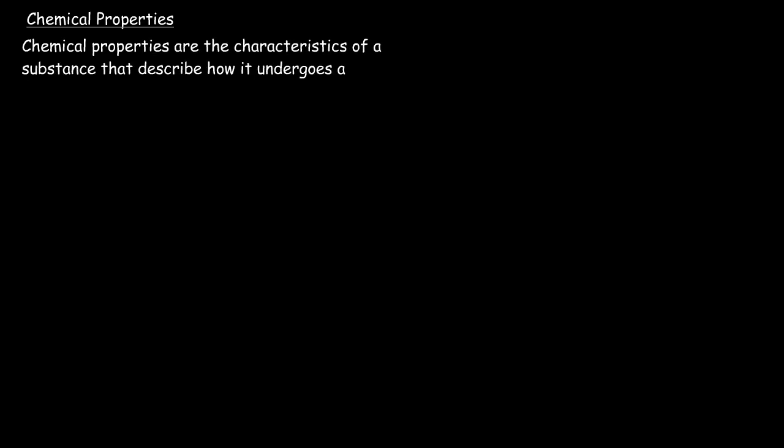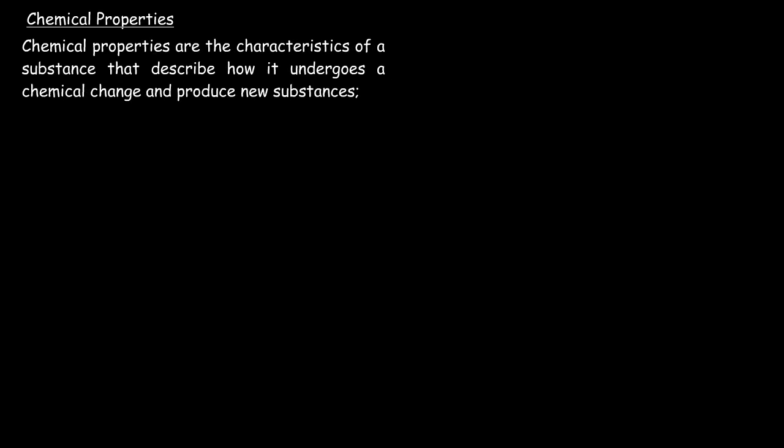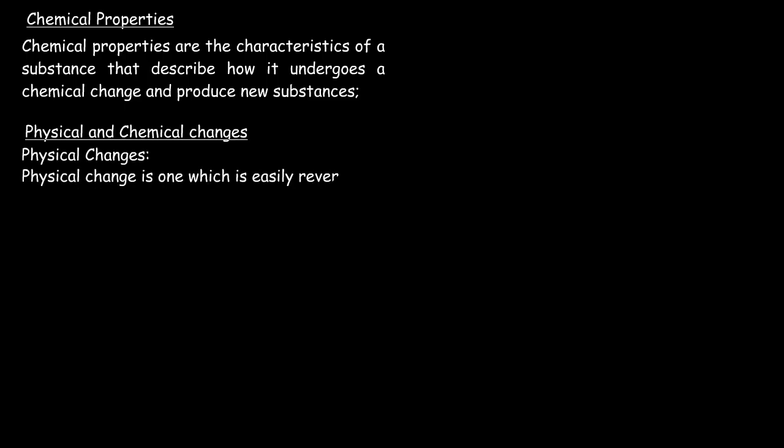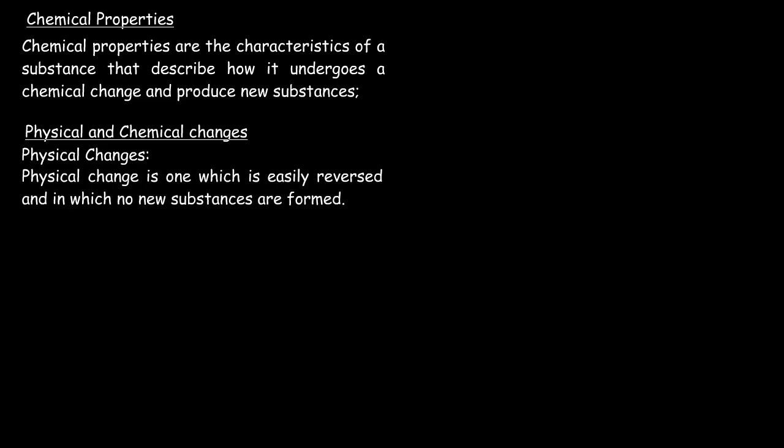Chemical properties. Chemical properties are the characteristics of a substance that describe how it undergoes a chemical change and produces new substances. Now, the next concept we'll be explaining is physical and chemical changes. A physical change is one which is easily reversible and in which no new substances are formed. Examples of such change include: 1.